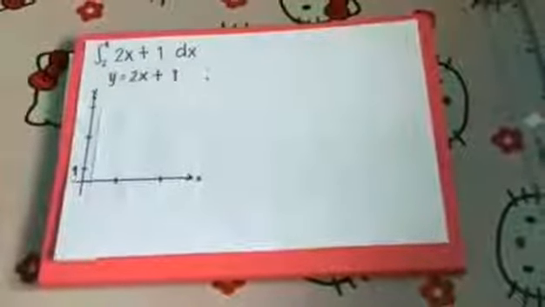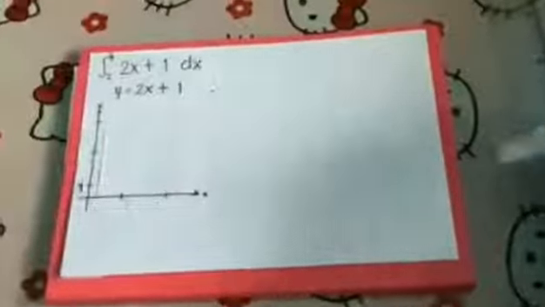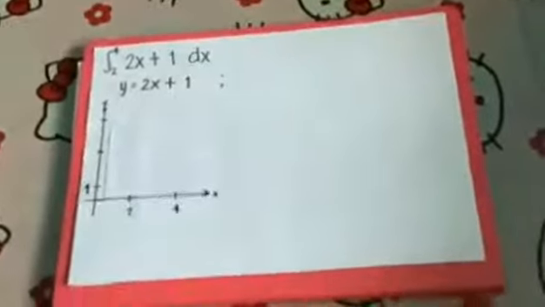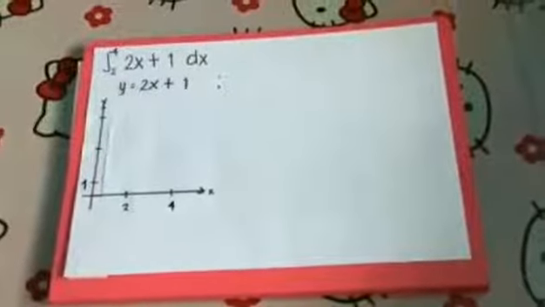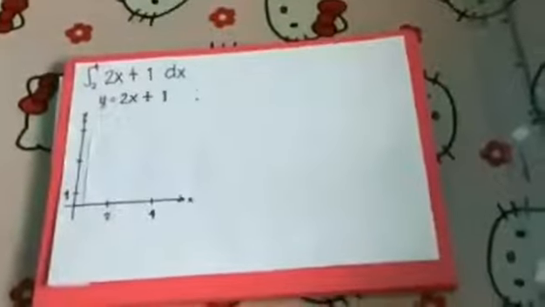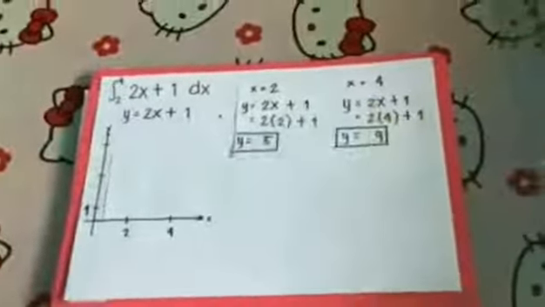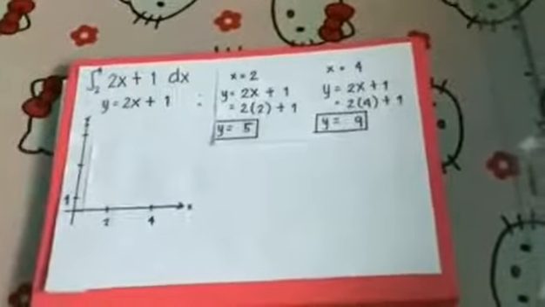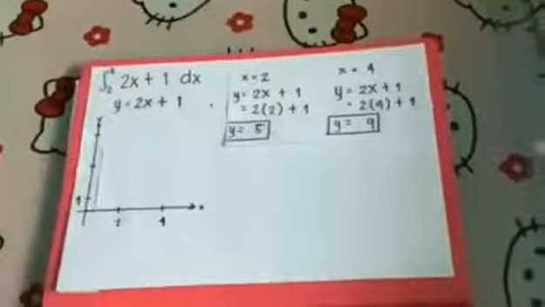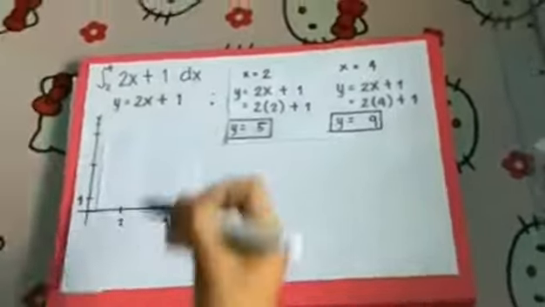However, we want the values of y when x is equal to 2 and when x is equal to 4. So let's begin substituting these x values into our linear equation, y equals 2x plus 1. Here is our solution. At x equals 2, our y value is equal to 5, since 2 times 2 plus 1 is equal to 5.